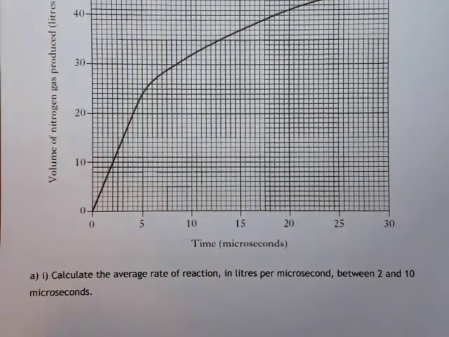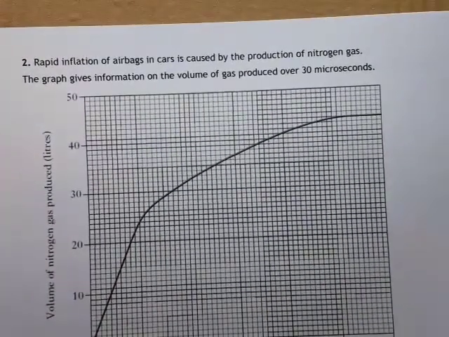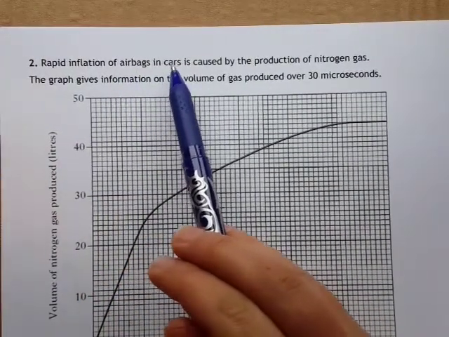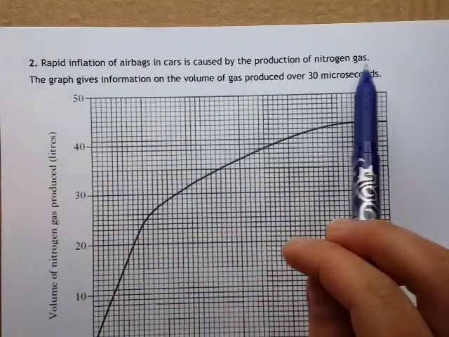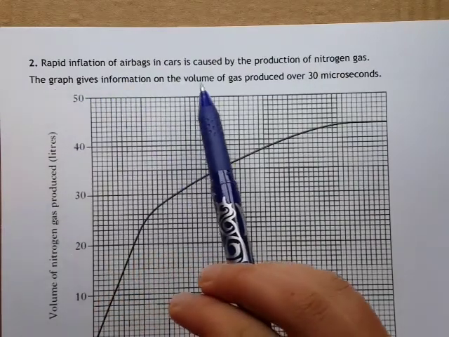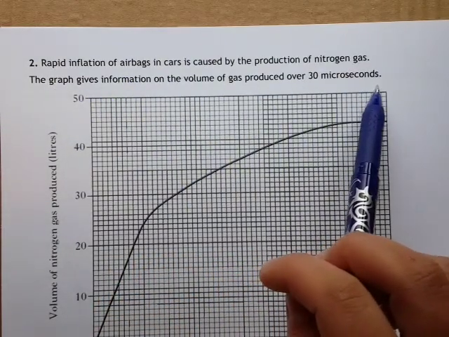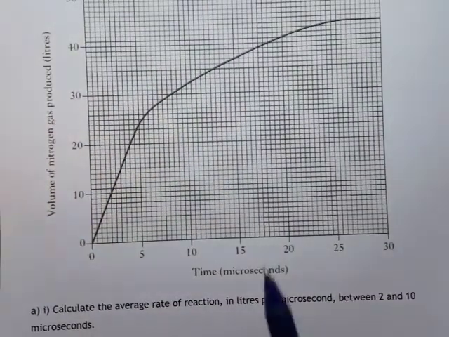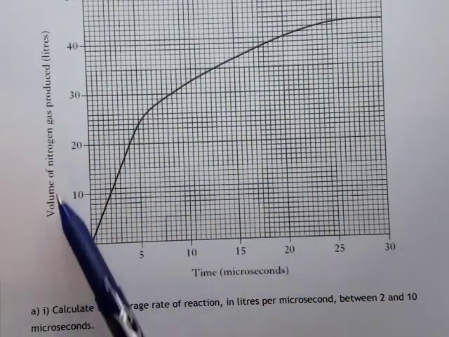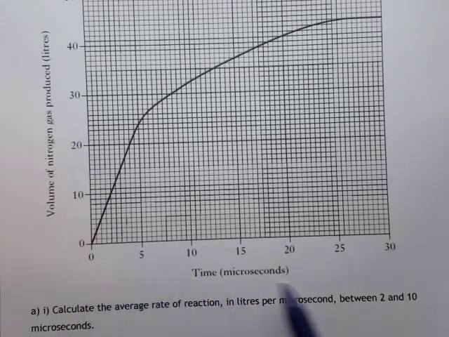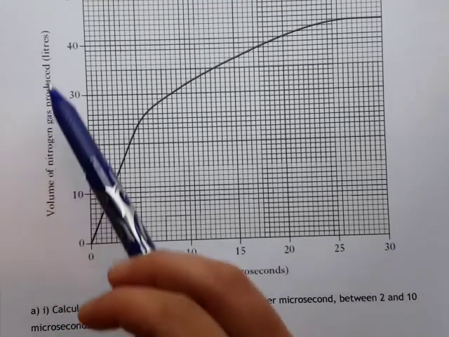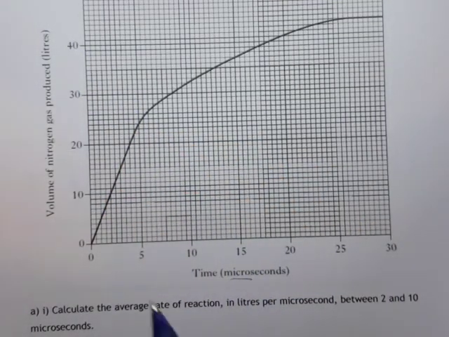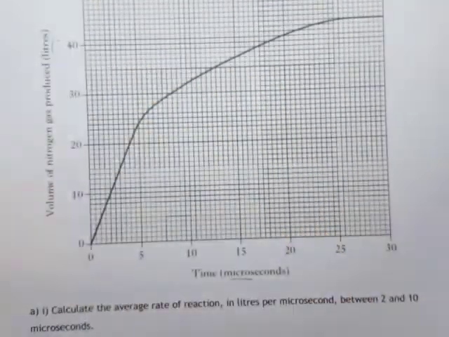Okay, question 2. So question 2 says: Rapid inflation of airbags in cars is caused by the production of nitrogen gas. The graph gives information on the volume of gas produced over 30 microseconds. So the graph is giving the volume of gas produced over 30 microseconds. So we've got volume in litres on this axis, and we've got the time in microseconds on this axis.